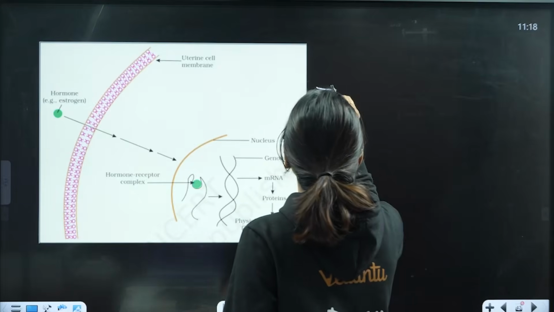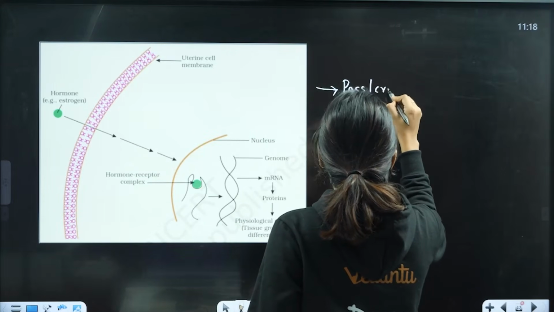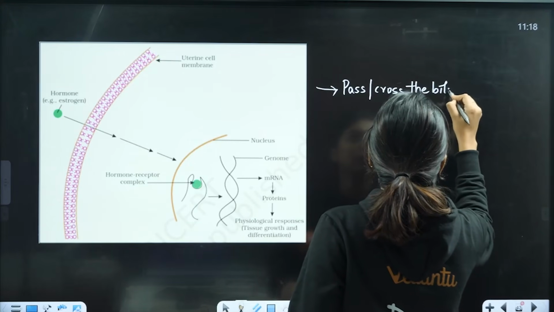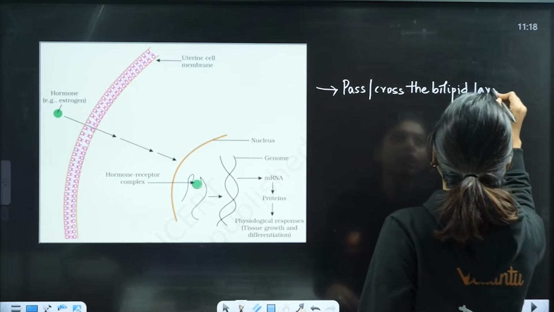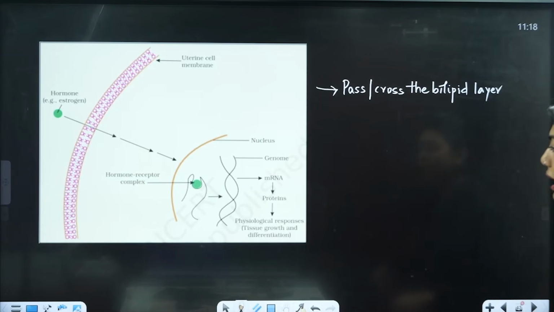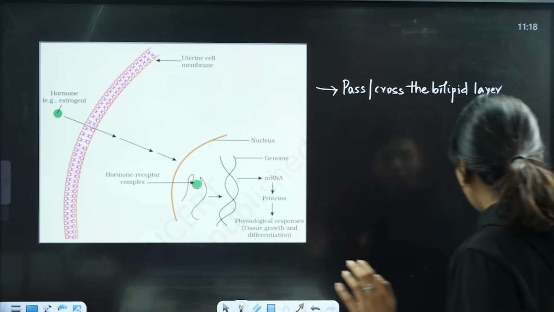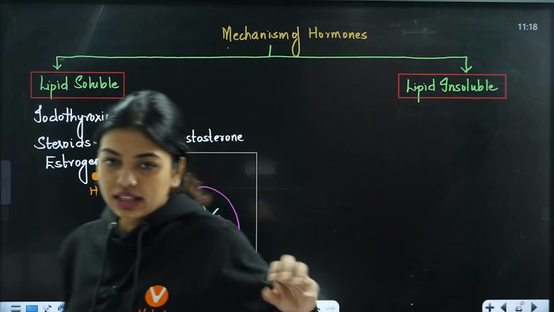So this is the main point, students. It will directly enter. It can pass or cross the bilipid layer. So because of that, it can directly cross and make those physiological changes. Okay, but in this situation, students, you understood this, no?